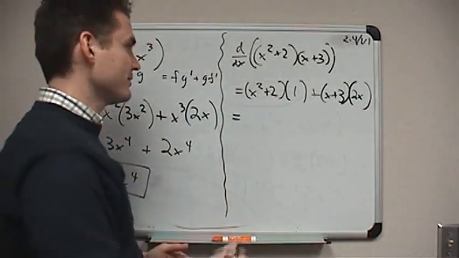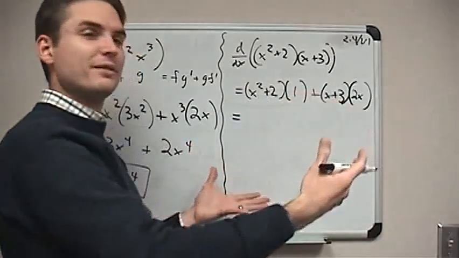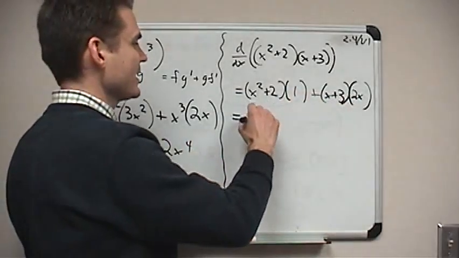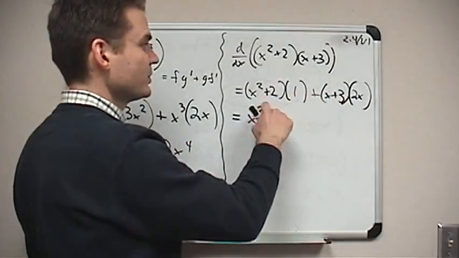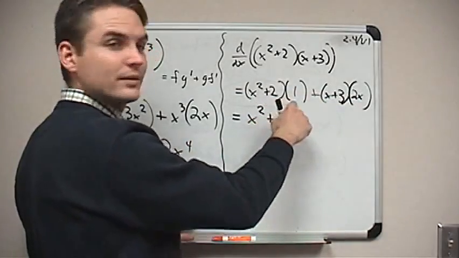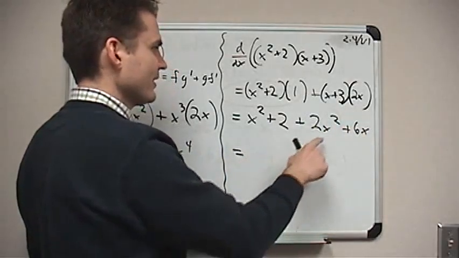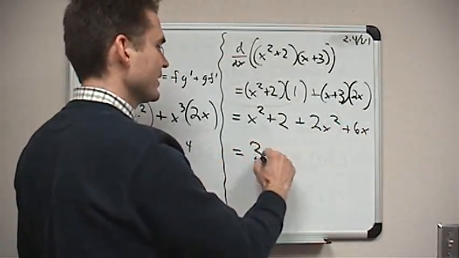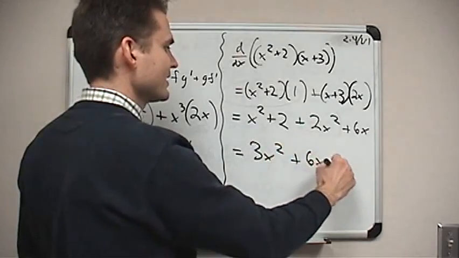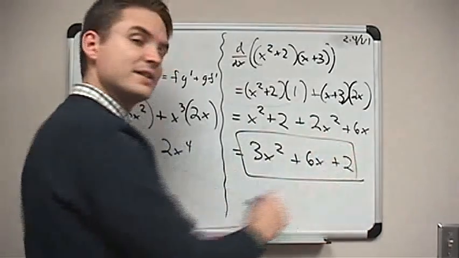Probably they want us to simplify this, so I'll go ahead and distribute everything together and combine like terms. This is just x squared plus 2 if I distribute the 1 inside. And then if I distribute the 2x in here, I'll get 2x squared plus 6x. So at the very end, I'm going to have 3x squared plus 6x plus 2. And that's our final answer.